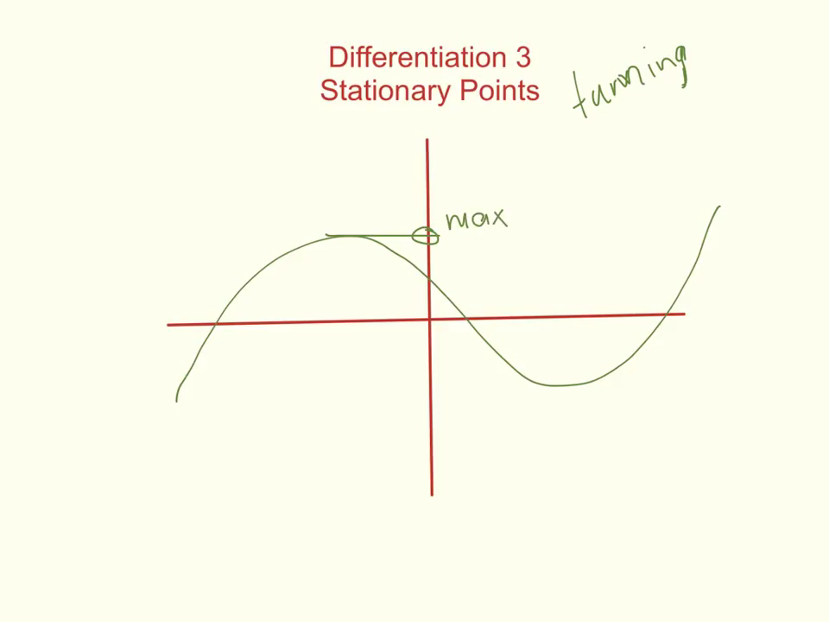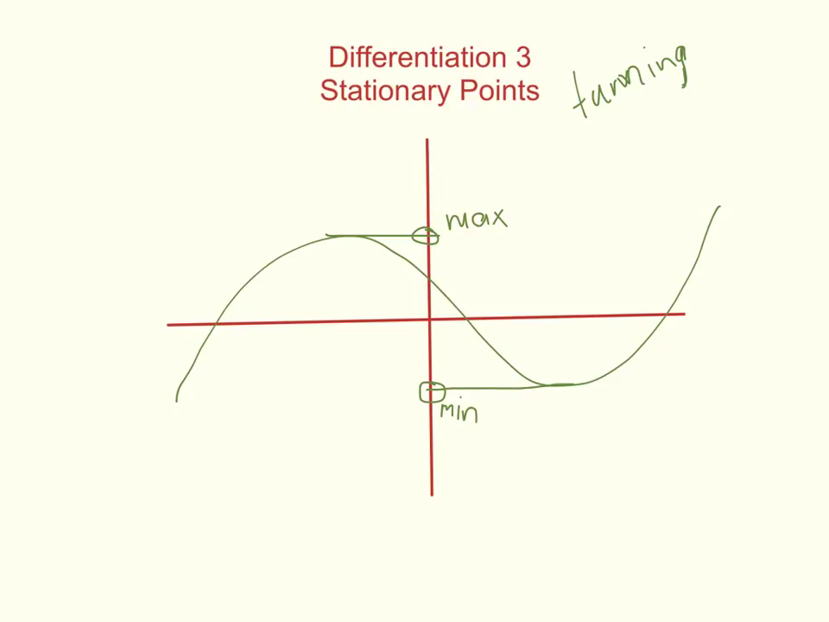Just the same way, at this bottom part of my curve, that's where my minimum value is, that's my minimum turning point. So all I need to do is draw a line across there, read that off, and this is my minimum value. Okay, now a couple of things to know about what happens at that point.